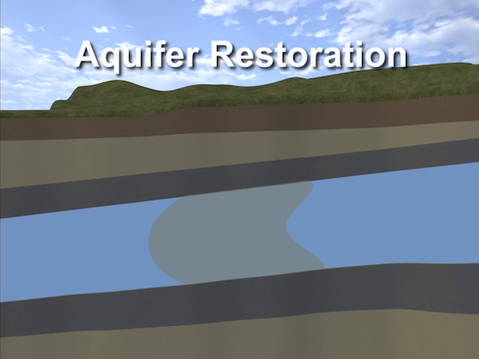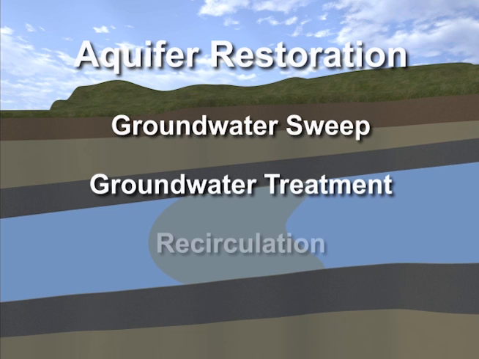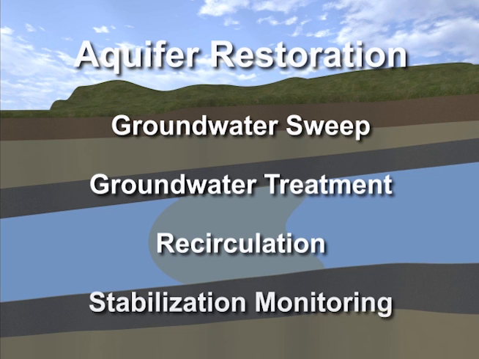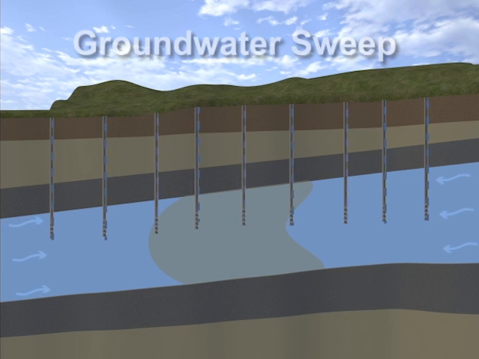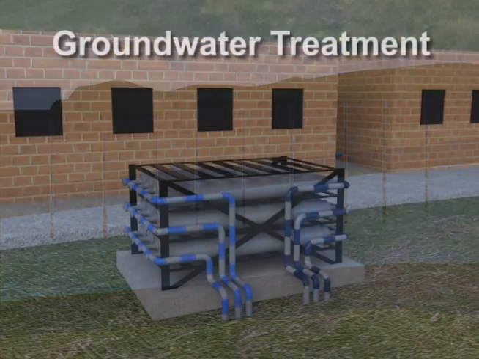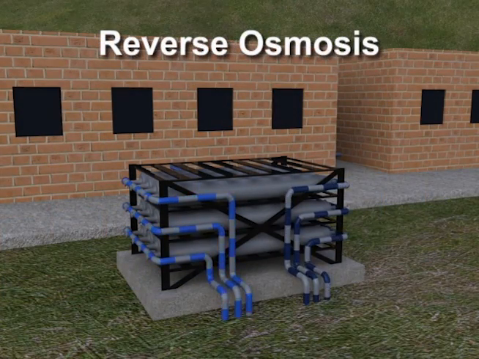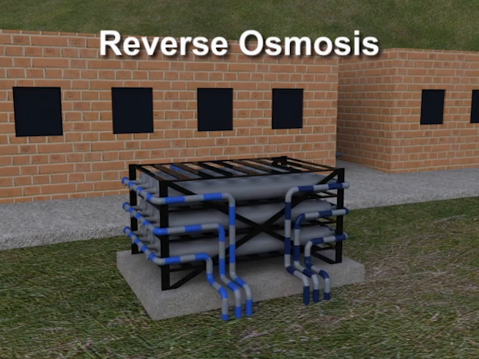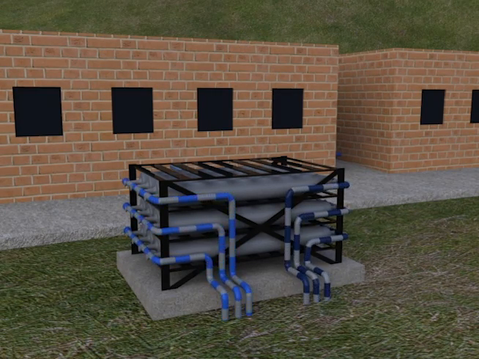Typically, restoration includes several steps, including a groundwater sweep, groundwater treatment, recirculation, and stabilization monitoring. The groundwater sweep is accomplished by overpumping the aquifer to pull the fluids at the edge of the well field toward its center. Groundwater treatment must commonly utilize reverse osmosis, where the affected groundwater is recovered, then filtered to remove constituents produced during the mining process. The treated water is then re-injected into the production zone.